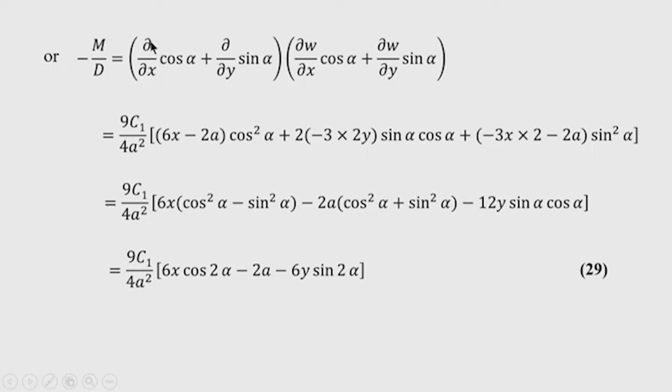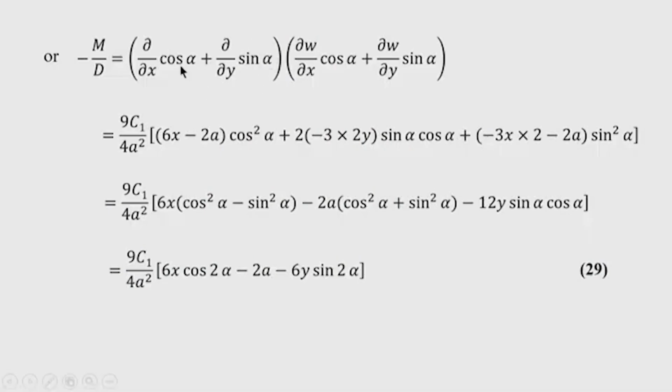Now, the bending moment, that is the curvature with respect to the direction n, not with respect to direction x or y. So, here is the differential operator with respect to n, where alpha is the angle that the normal makes with the x axis. So, that operator is written, and this is nothing but the differentiation of w, the deflected surface, with respect to the normal direction. So, this is the derivative and this is the operator. So, we get the second derivative.